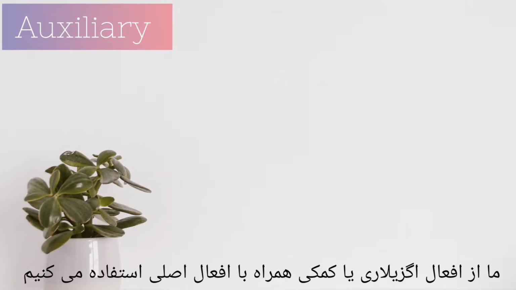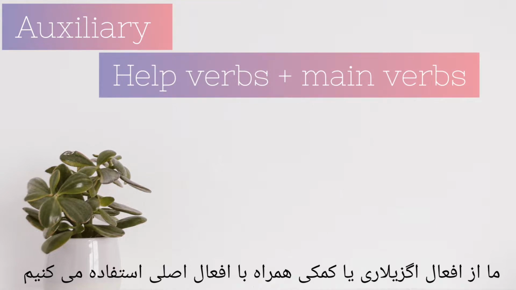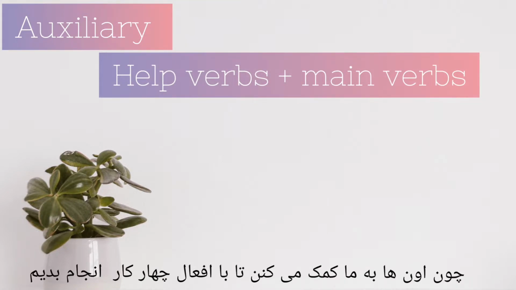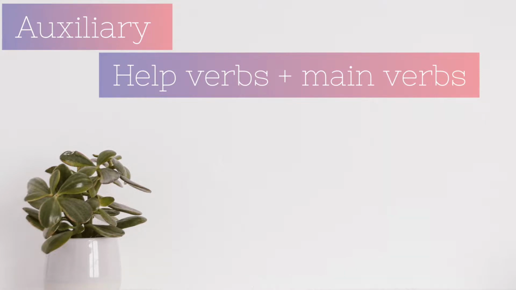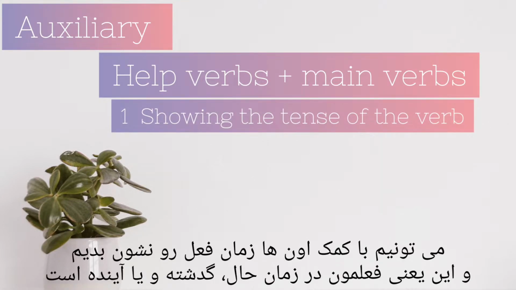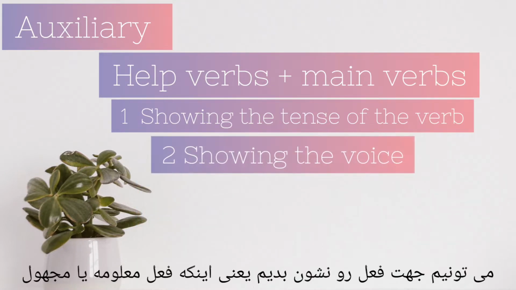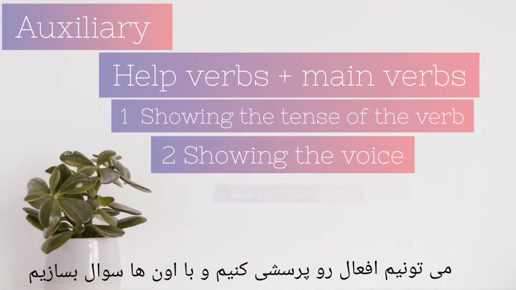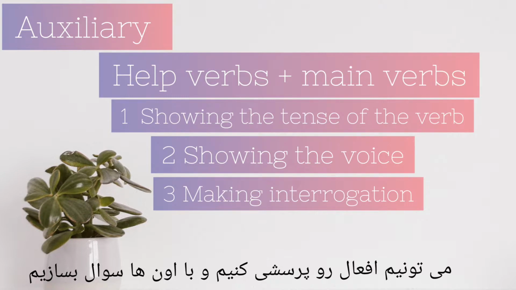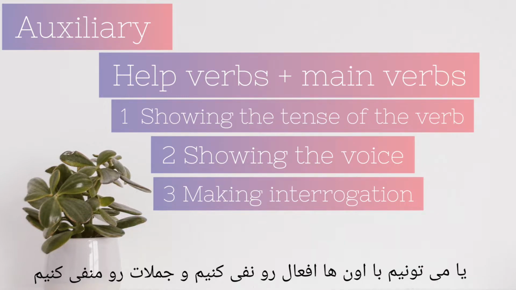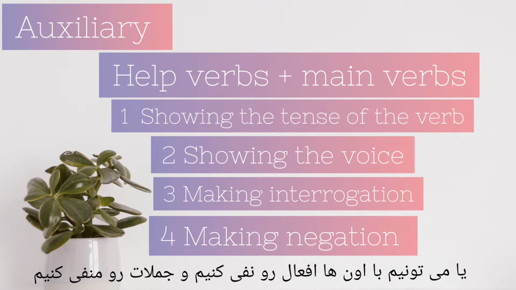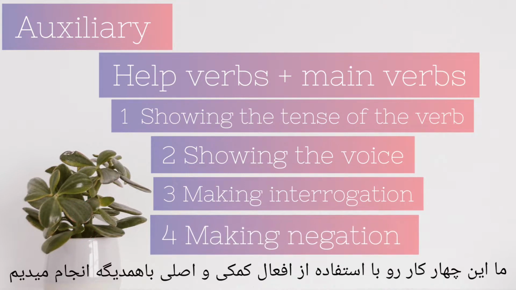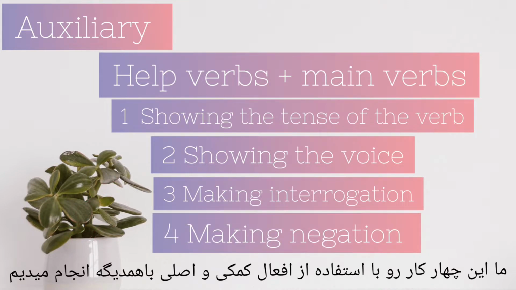We use auxiliary verbs, also known as help verbs, with the main verbs because they help us to do 4 things with verbs. We can show the tense of the verb. That means whether it's present, past, or future. We can show the voice. That means whether it's active or passive. We can make interrogation with it, which is the same as making questions. Or we can make negation, which means we can turn our verbs into negative form. We do these 4 things using main verbs and auxiliary verbs together.